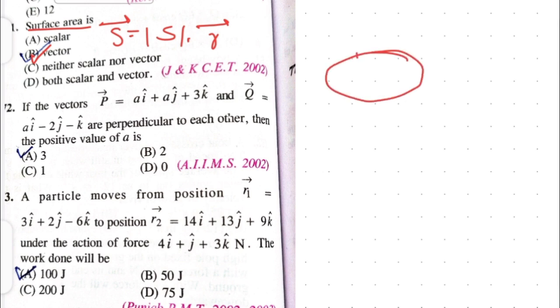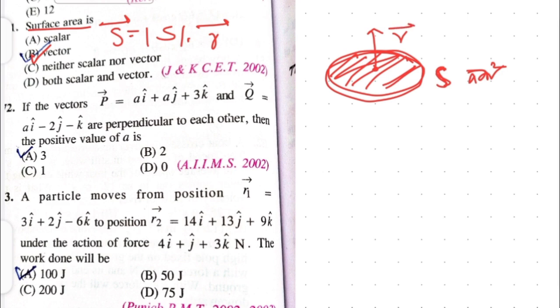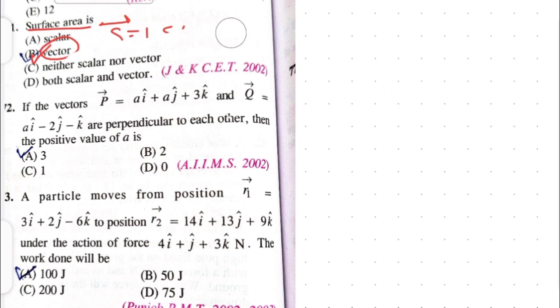Why? If we have a surface like this, any two-dimensional surface, which has a value of S, suppose S is pi r square, which is anything, is a surface value, and this surface has a direction which is perpendicular to its plane. This is the direction of a surface. So as surface area, the area has a magnitude and a direction, so it will be called a vector, represented as S vector. Next question.